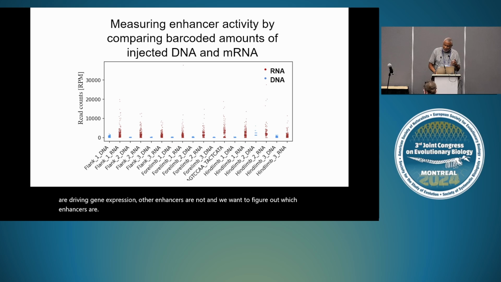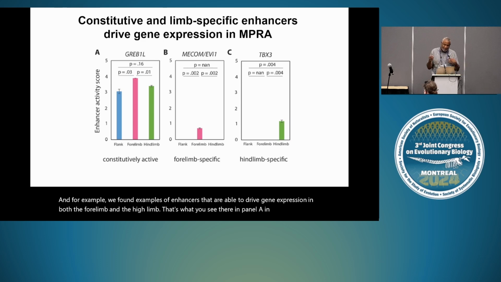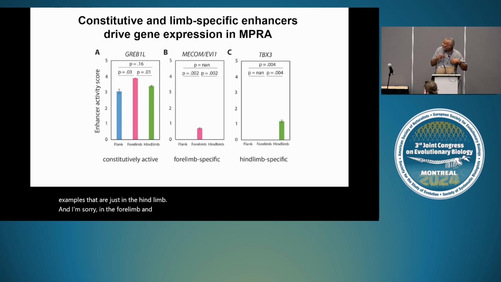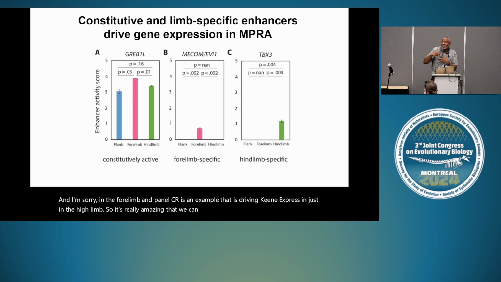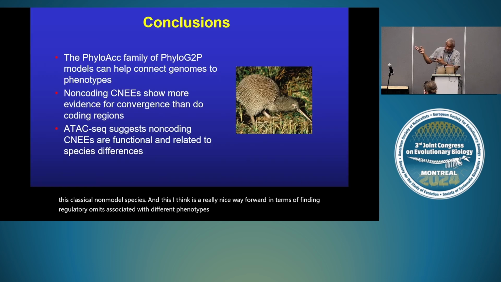And for example, we found examples of enhancers that are able to drive gene expression in both the forelimb and the hind limb. That's what you see there in panel A. In panel B, we have examples that are just in the hind limb, and in the forelimb. And panel C is an example that is driving gene expression just in the hind limb. So it's really amazing that we can actually get tissue-specific enhancers in this classical non-model species. And this, I think, is a really nice way forward in terms of finding regulatory elements associated with different phenotypes.